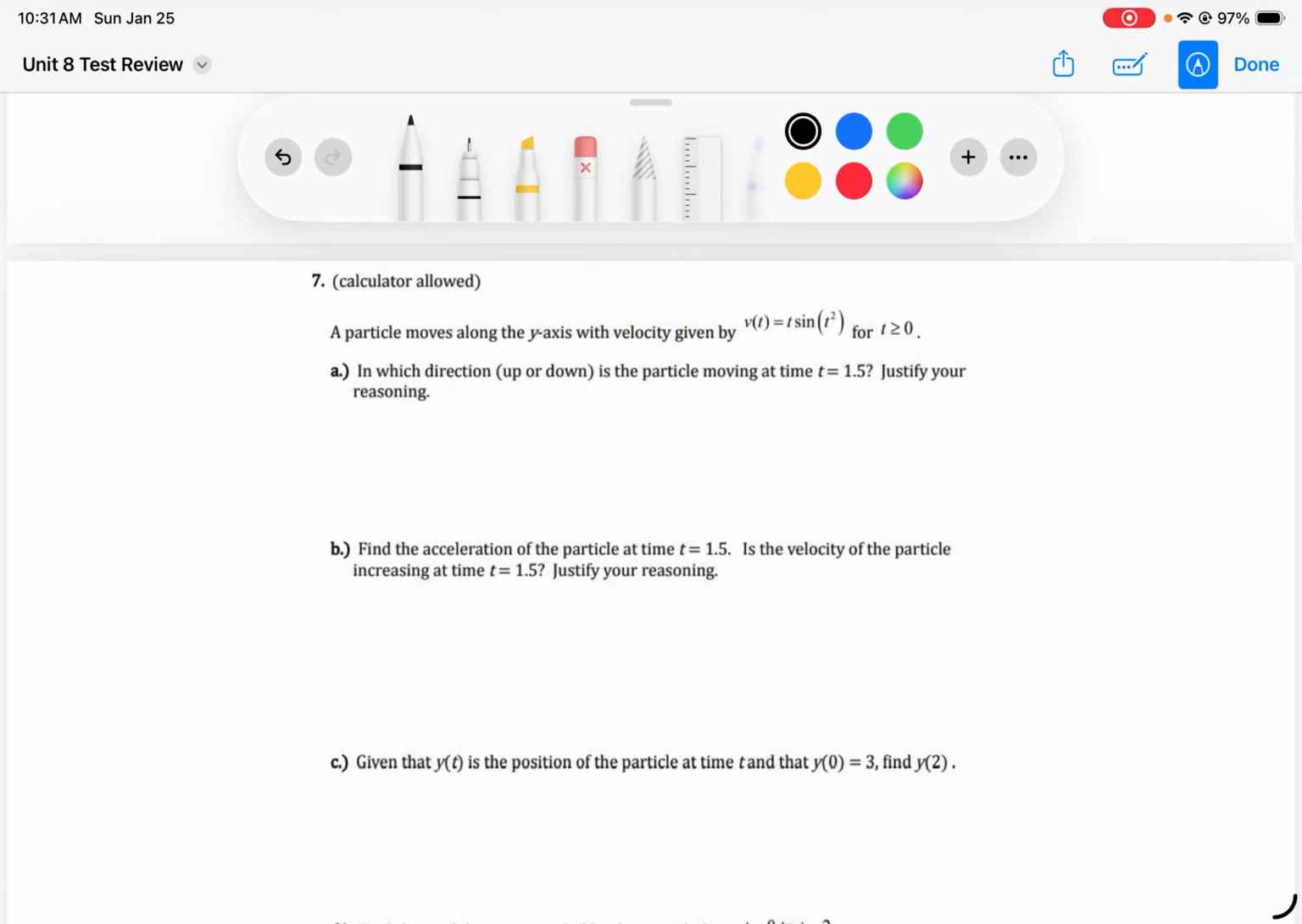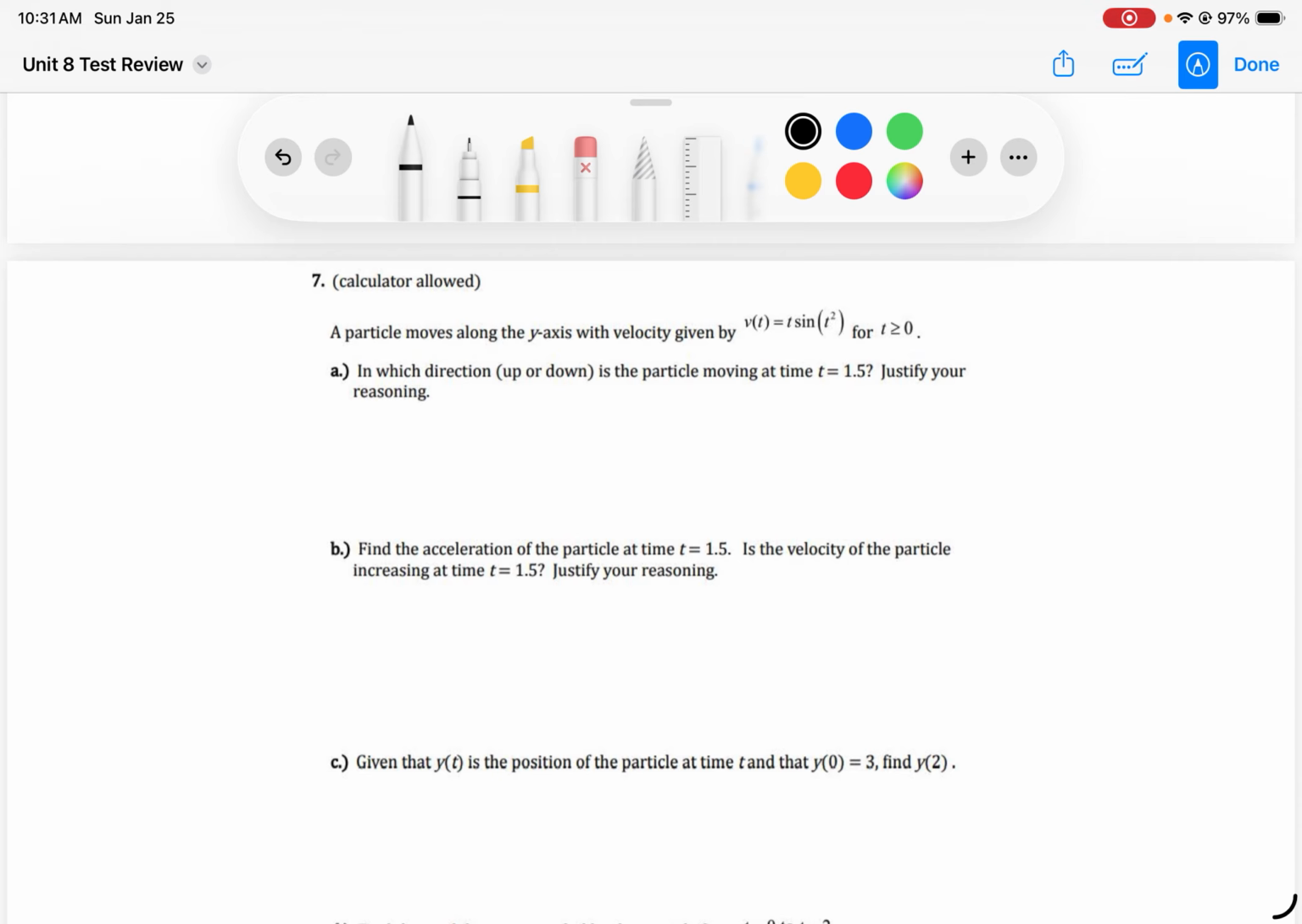Alright guys, so in this last video for the Unit 8 review, we're going to do 3 FRQs, 1 with particle motion, and then 2 with rates in and rates out. So this first one is calculator active.